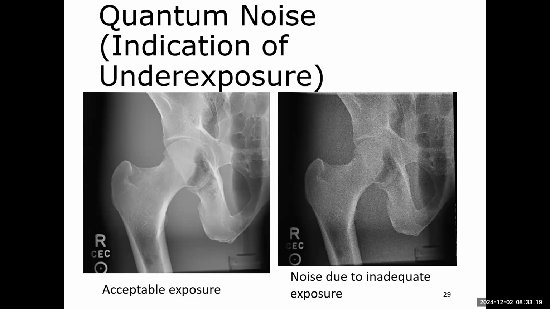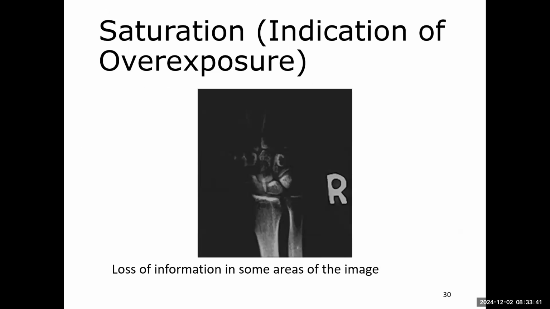photon starvation. So that's a new term that the ARRT and the ASRT brought into the curriculum probably a year or two ago. So it's talking about quantum noise or photon starvation. There just wasn't enough mAs used in that image. And that's why you get that awful looking, noisy look in that image.